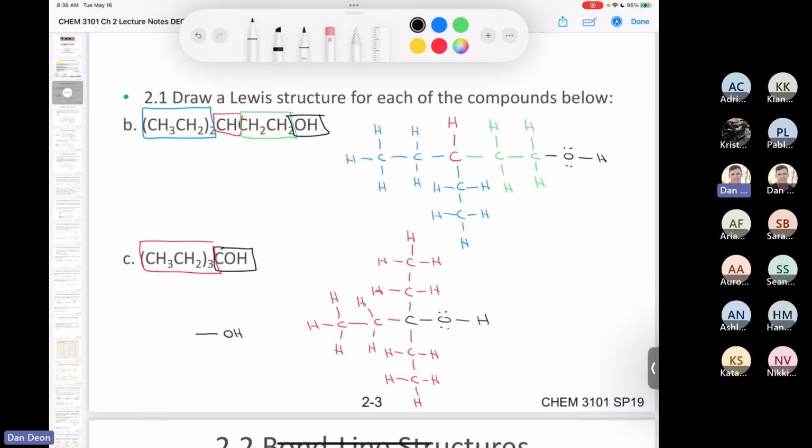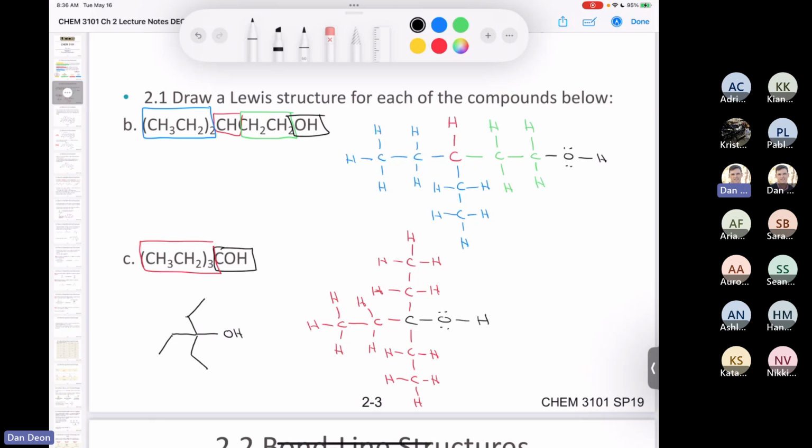If we were to draw the bond line structure of this one, we have our OH group. Then we have one CH2, CH3. We have another one like this, and then we have another one like this. So that would be the bond line structure of this compound. It's not the prettiest bond line structure in the world, but it gets the idea across.